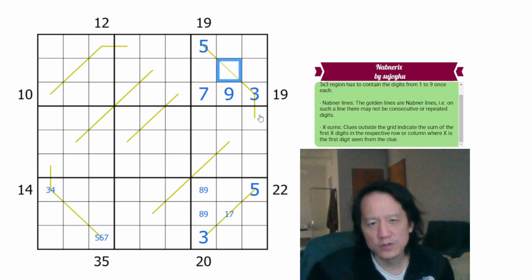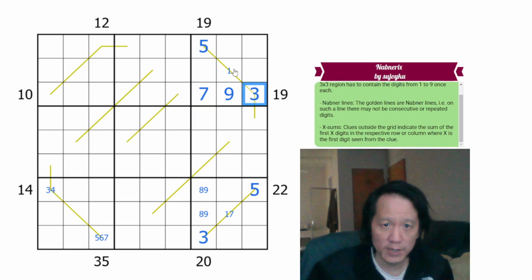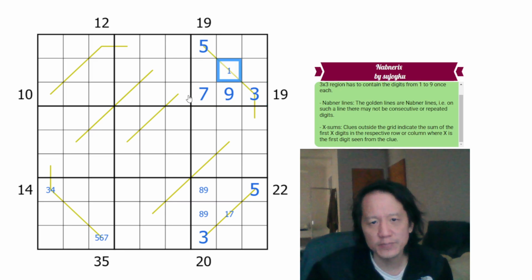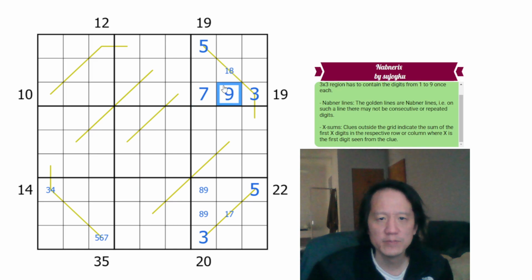So this could be 1, but not 2, because 2 is consecutive with 3. Cannot be 4, because 4 is consecutive with 3 and 5. Cannot be 6, because 6 is consecutive with 5. Cannot be 7, because of that 7. Could be 8, but cannot be 9, because the 9 is here.